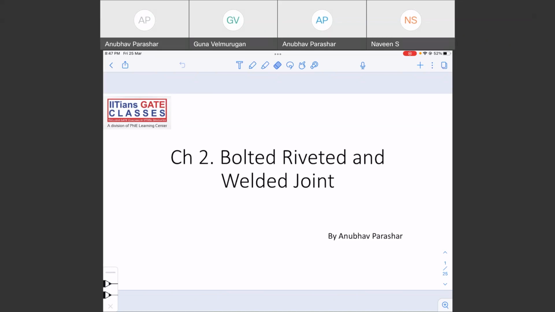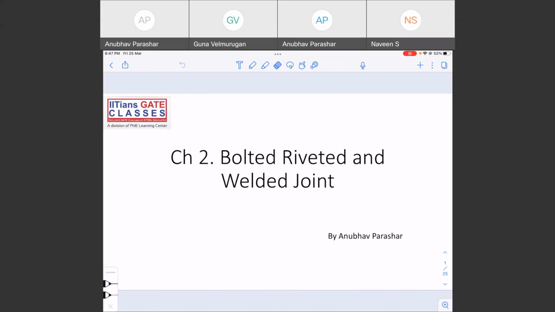is highly numerical. There are not many concepts to be learned. Whatever concepts are there, we'll definitely see, and we'll see the types of questions that can be asked. Thereafter, we'll have bearings. Again, some amount of theory will be there, and the calculation portion will also be there. We'll see what kind of questions can be asked. Then we have gears, clutches, brakes. Whatever theory is possible and whatever questions can be asked, we'll try to cover each and everything throughout these lectures.